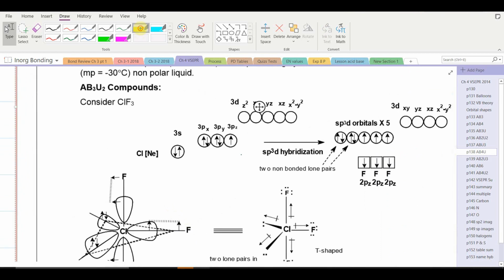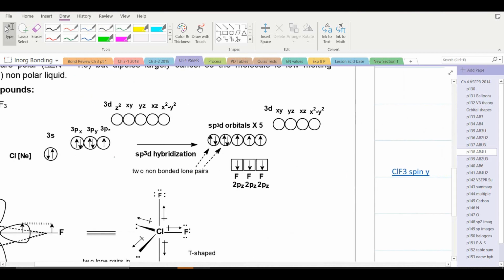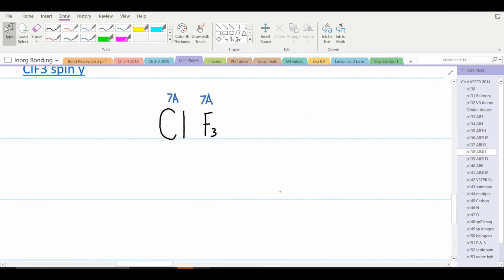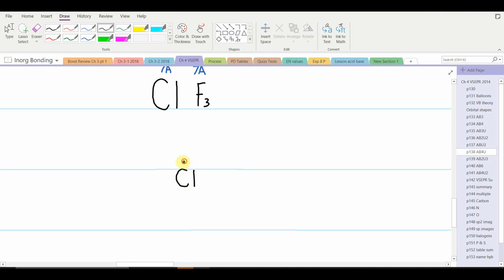Let's look at compounds of the type AB3U2. 1 central atom, 3 bonded atoms, 2 unshared pairs of electrons. We'll consider the case ClF3. Let's start by drawing the structure of ClF3. So chlorine is the central atom. It's less electronegative. It's in group 7A. It has 7 valence electrons. 3 of them will be bonded to fluorine. That leaves 2 non-bonded pairs of electrons.